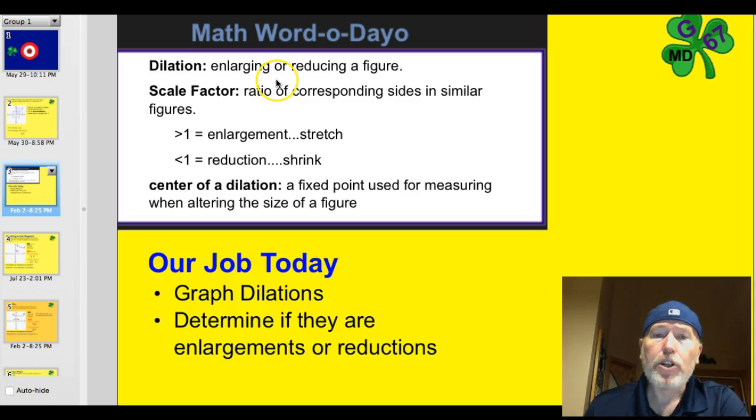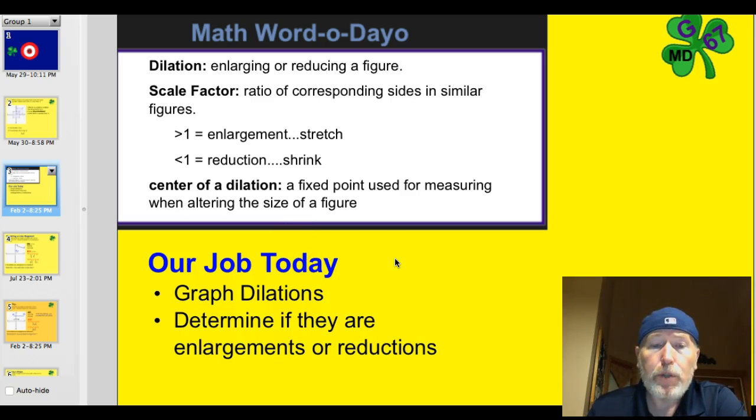Math word: dilation. Enlarging or reducing of a figure. Next, scale factor. That's the ratio of corresponding sides in similar figures. If you have a scale factor greater than 1, that's an enlargement, or a stretching. If the scale factor is less than 1, that's a reduction, or a shrinking. The center of a dilation is the fixed point, like A was, that you use for measuring when altering the size of the figure. So you've got to watch out for that when they put it in.